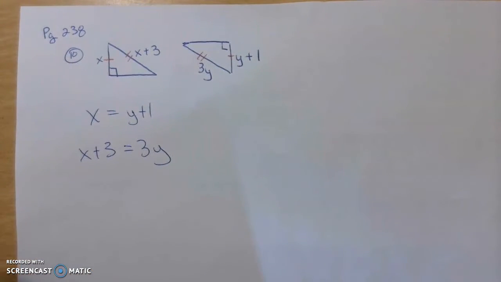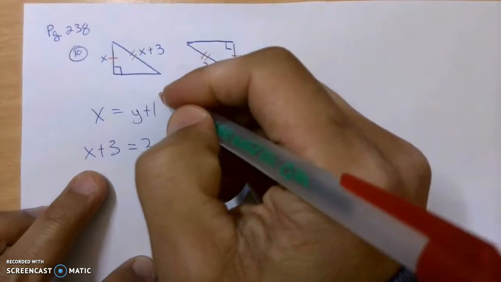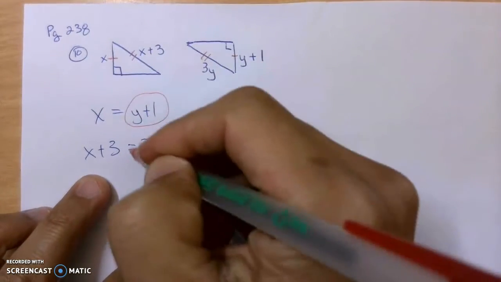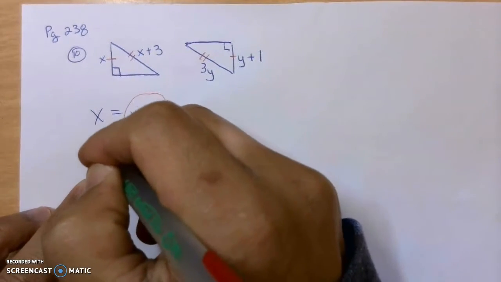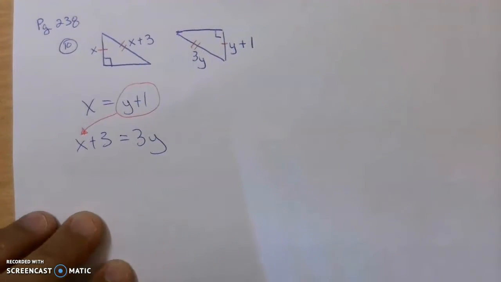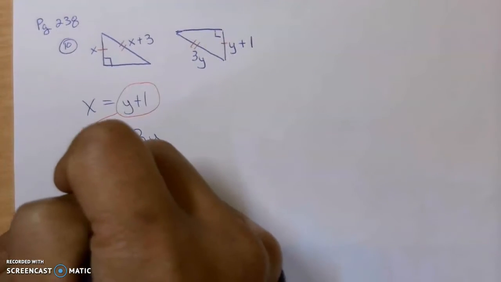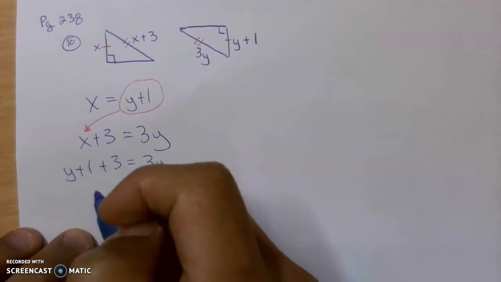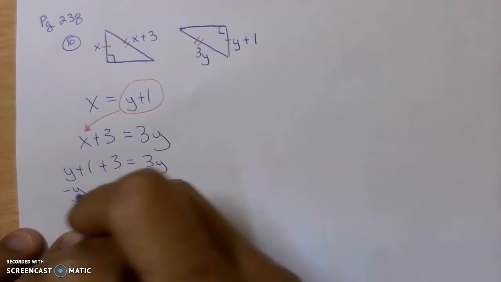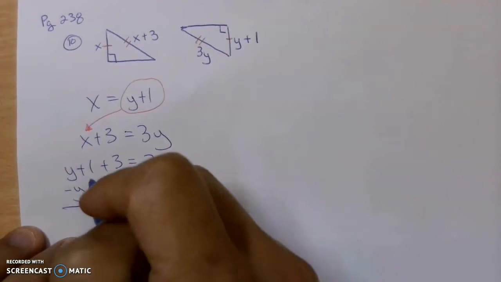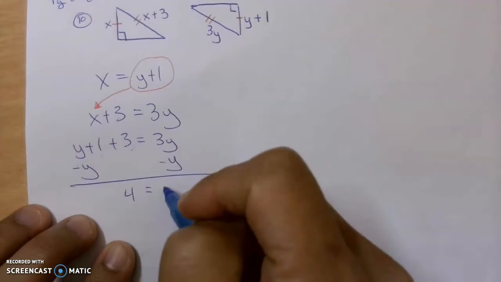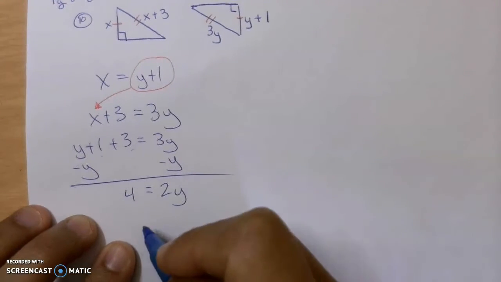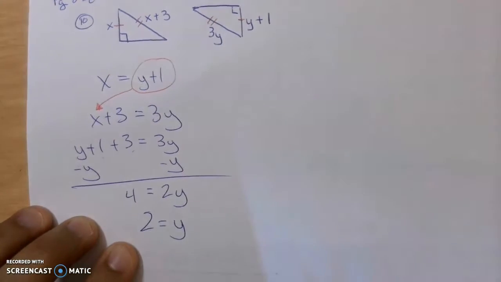We're going to use substitution. These are systems of equations. I know x is equal to y plus 1, so I'll just substitute it in the other equation. And so instead of x, it is y plus 1 plus 3 is equal to 3y. Then we will solve for y here. 1 plus 3 is 4. 3 minus 1y is 2y. Divide by 2, y is equal to 2.